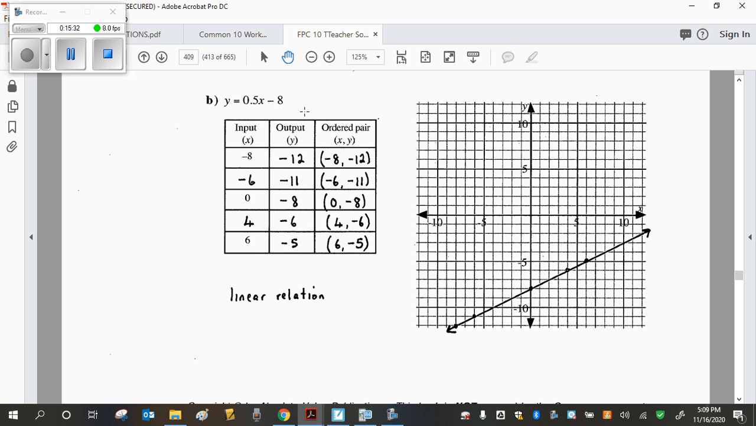Once again, it's a line. There's an x. That x squared, it'd be a parabola. And label this guy y equals 0.5x, which is a half x.